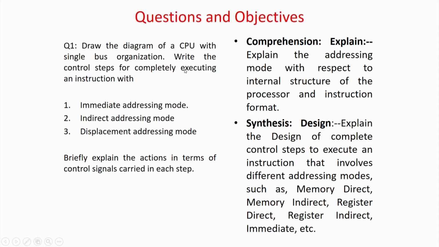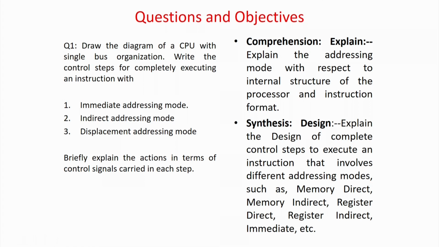As I told you, this is quite a small module. So we come to a very simple question: draw the diagram of a CPU with single bus architecture and write different types of instructions with immediate addressing, indirect addressing, displacement addressing, and some other addressing modes, and express how the instructions will execute in terms of control steps and what the control signals are. If you are able to answer this, the 2 objectives of this course get satisfied: explain the addressing modes with respect to the internal structure of the processor, instruction format and control instructions, and design the complete control steps to execute instructions that involve different addressing modes.